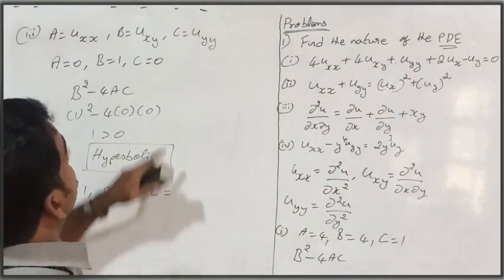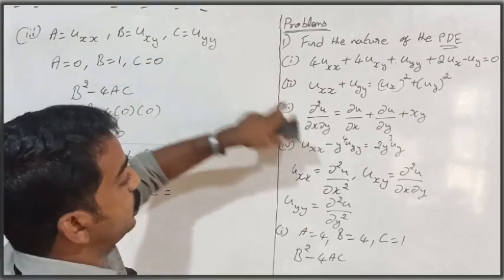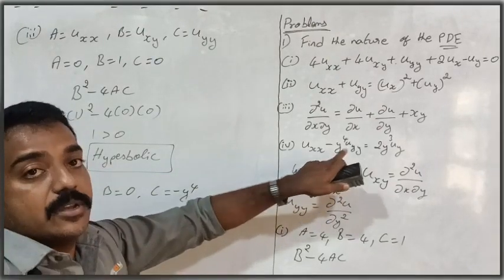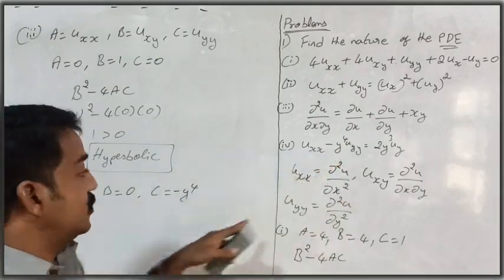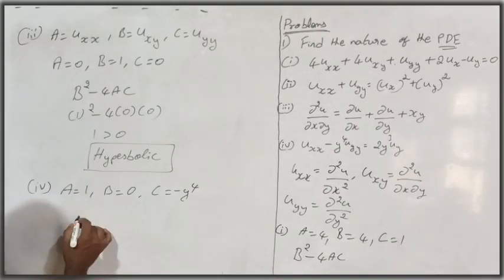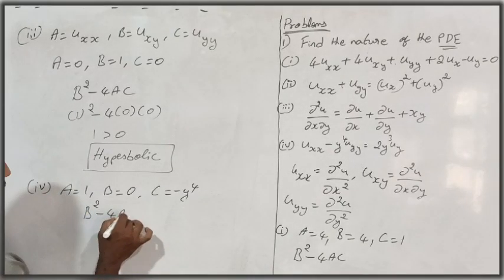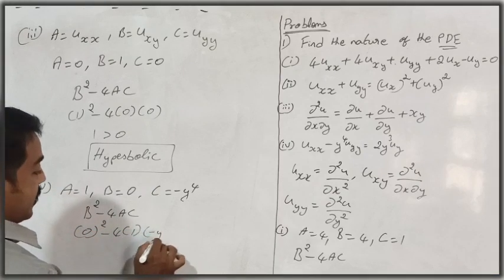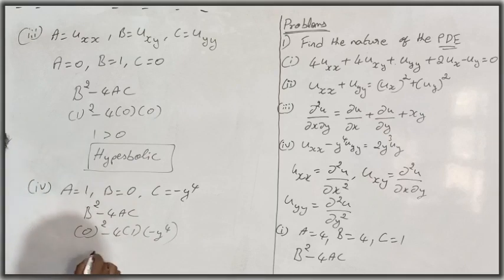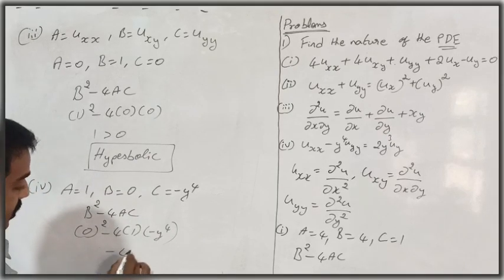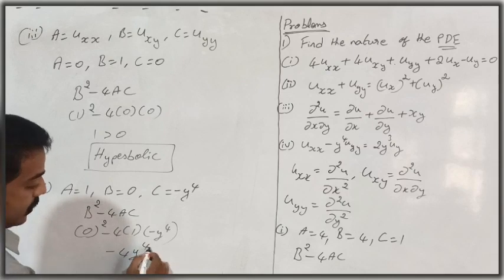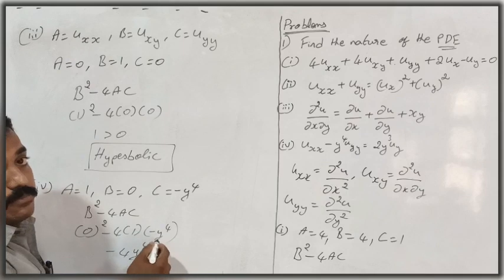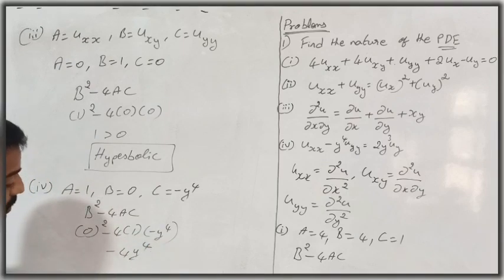And what is the value of c? That is the coefficient of uyy. C is equal to minus y to the power 4. In this problem there is no constant, so c is equal to minus y power 4. Now substitute in this equation, that is b square minus 4ac. 0 square minus 4 of 1 into minus y power 4. What will you get? Whatever it is, if it is minus sign also, while squaring it will become positive sign. So minus 4 into y power 4.